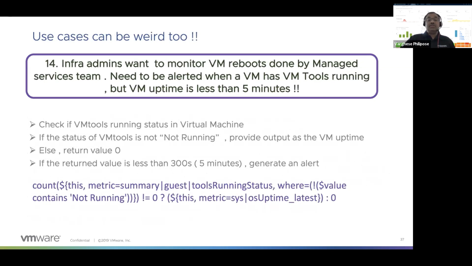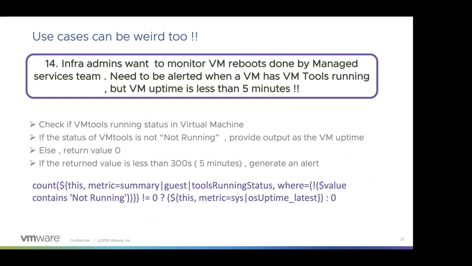Sorry, someone was asking. We have a quick question from Richard: can supermetrics be used to influence DRS behavior? So I think this is when you link vROps to provide information to DRS.